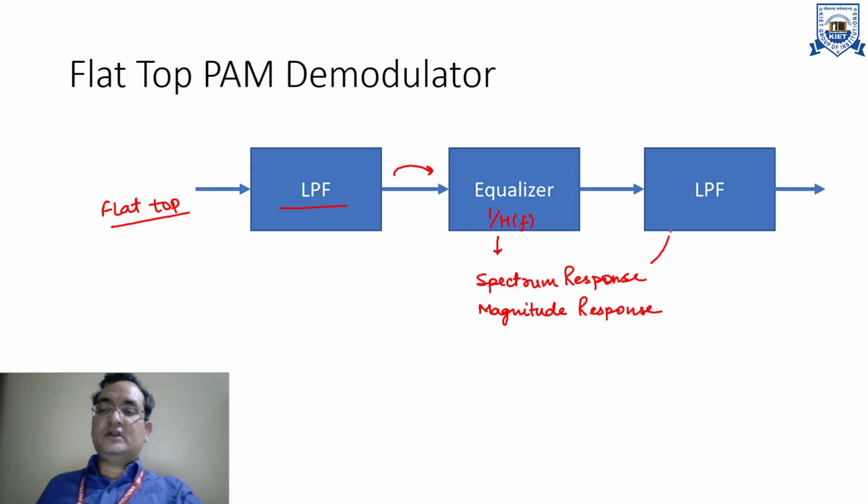After that you will also use another stage of LPF. Actually it is not necessary, but if you want to get more accurate toward your actual low pass signal, then you can apply a number of stages of LPF. For example, you can use an nth stage low pass filter, and you will get your message here.